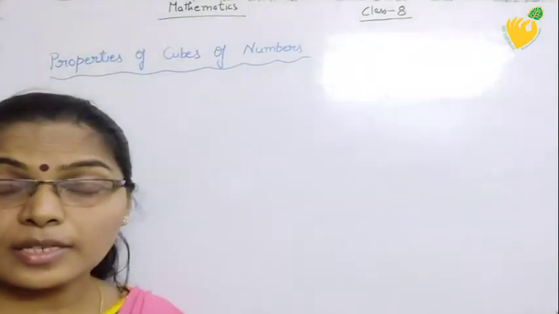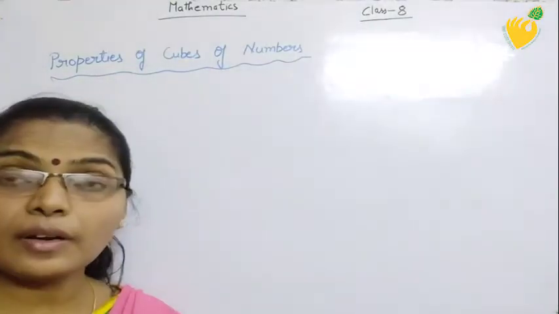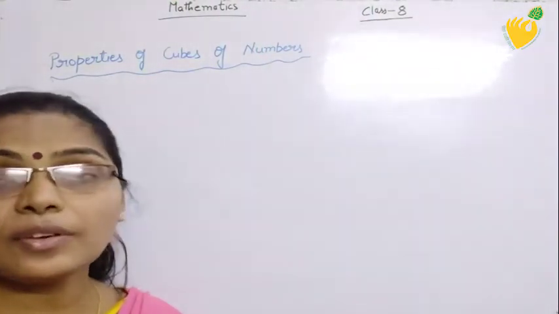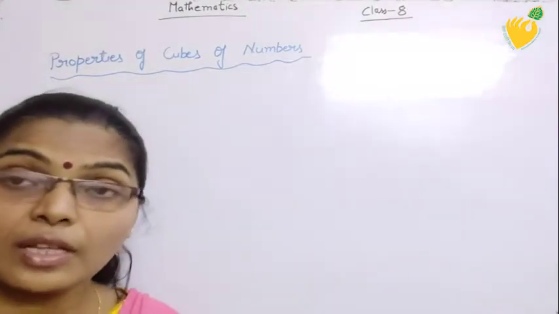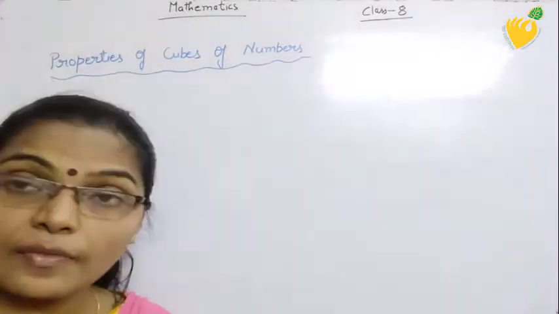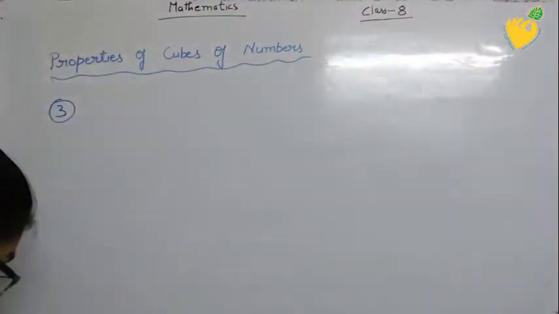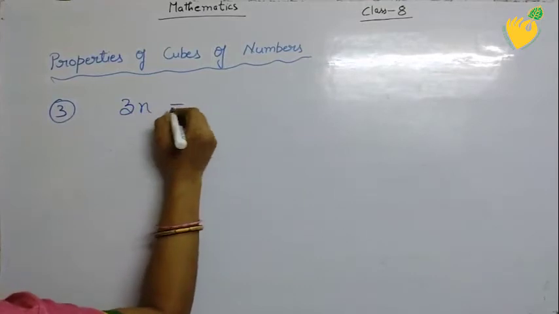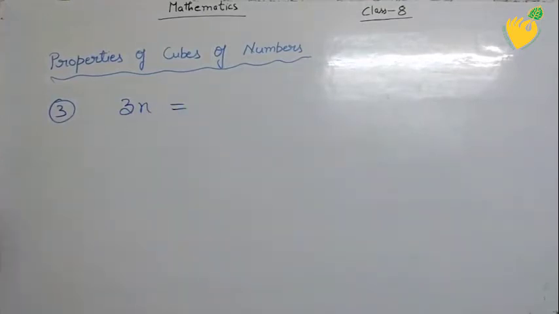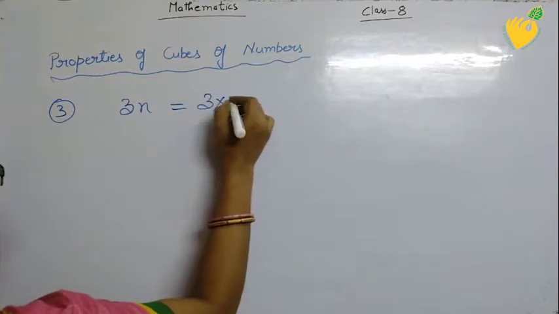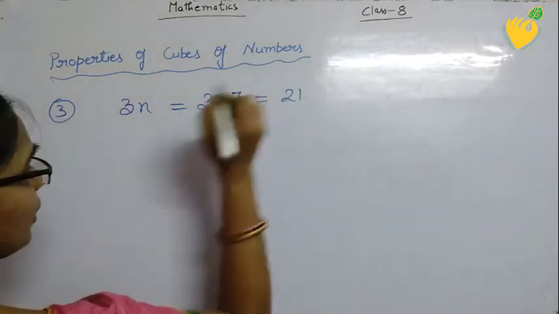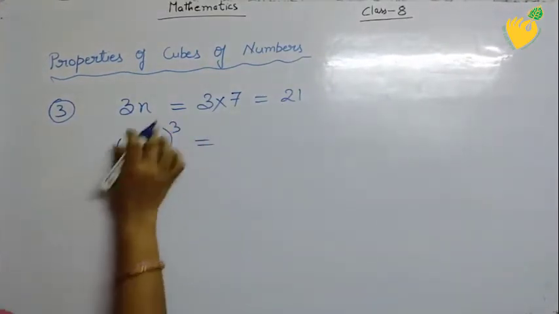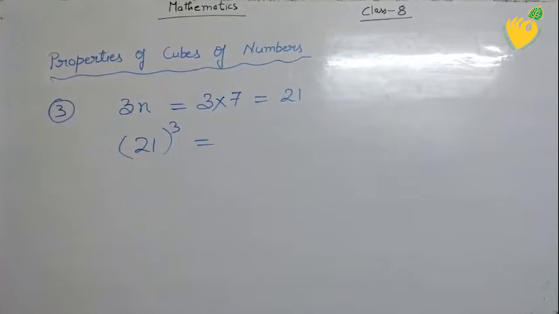Next property is, students, that the cube of a number of the form 3n is a multiple of 27. Simply, 3n is what? A multiple of 3, and its cube will be a multiple of 27. Let's see a few examples. Suppose for 3n I have taken a number, 3 into 7, that is 21, and the cube of 21 will be a multiple of 27.